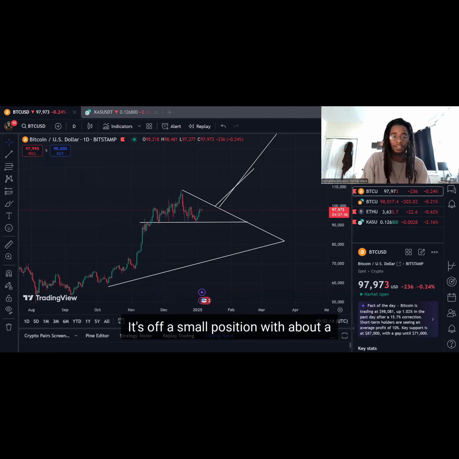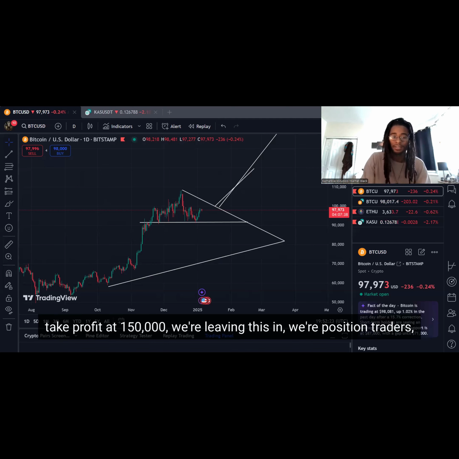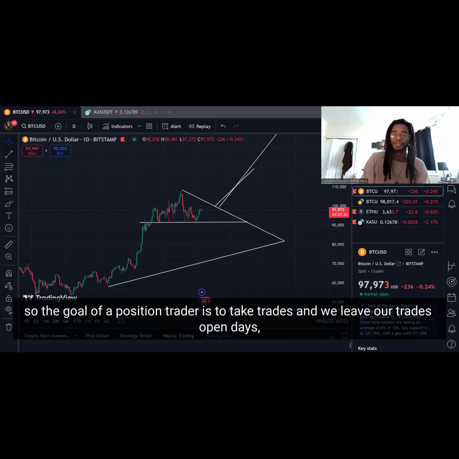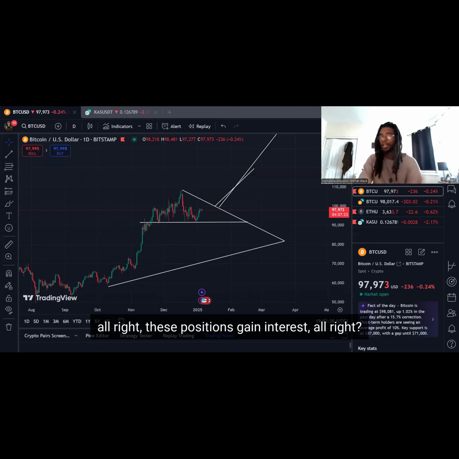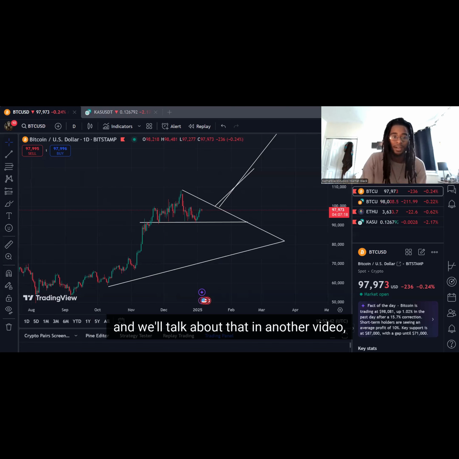It's off a small position with about 11.5x leverage, right? Take profit at 150,000. We're leaving this in. We're position traders. So the goal of a position trader is to take trades and leave our trades open for days, weeks, months, sometimes years at a time, and allow these positions to gain interest. We'll talk about that in another video.